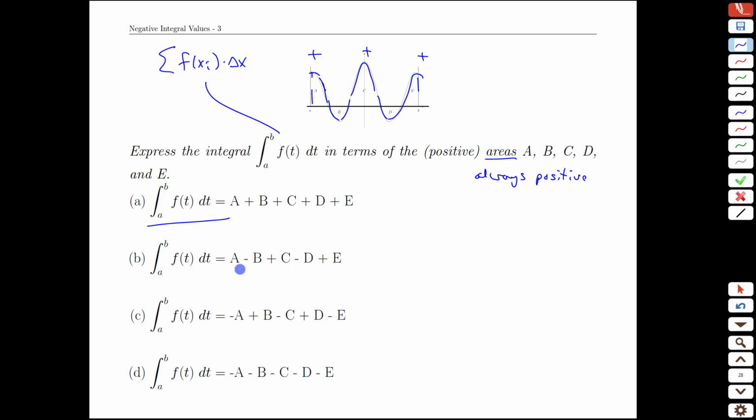And so what that means is we're going to end up with positive contributions for A, C, and E. And notice the negative sign in front of the B and D here. That is going to be our integral value. That can feel a little counterintuitive. Let's try to bring it back to something physical and see if that helps, if this is not immediately obvious.